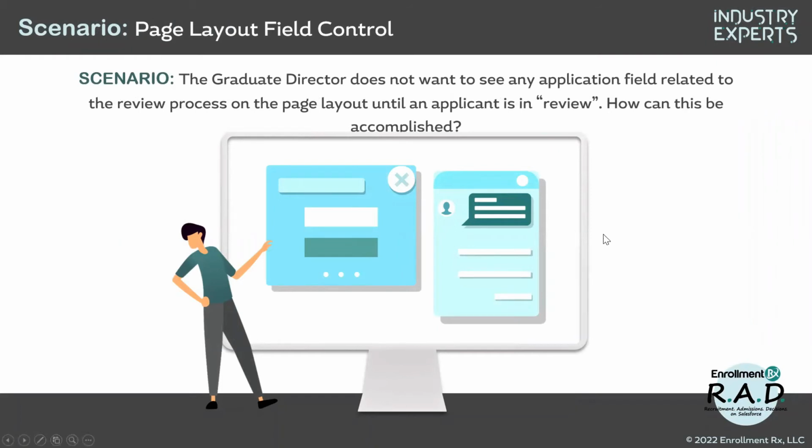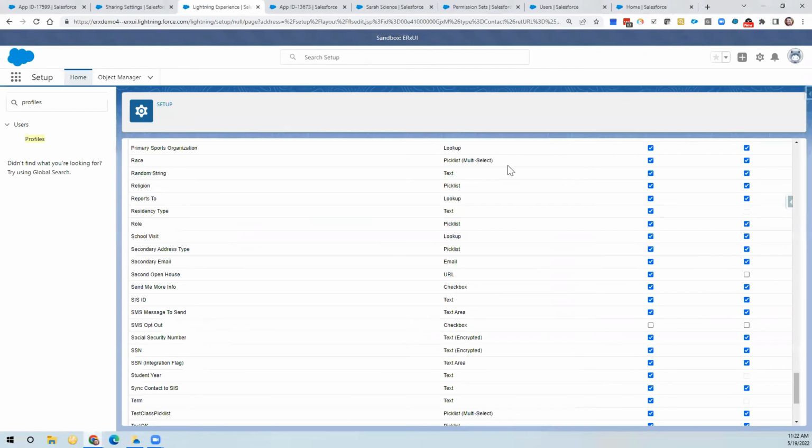In this scenario, the graduate director does not want to see any application field related to the review process on the page layout until the applicant is in the status of review. So how can this be accomplished? Using traditional page layouts and such, this actually can't be accomplished.